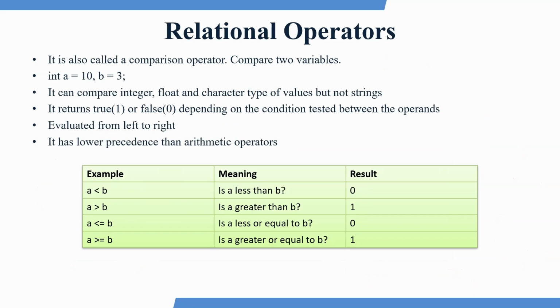The next one is the relational operator, which is also called a comparison operator, used to compare any two values. How do we compare? Using less than, greater than, less than or equal to, greater than or equal to. So these operators are used for comparing any two values. For example, if the age is less than 18, here I am comparing my age with 18 to check the eligibility for voting. So for comparing any two values, we use the relational operator.